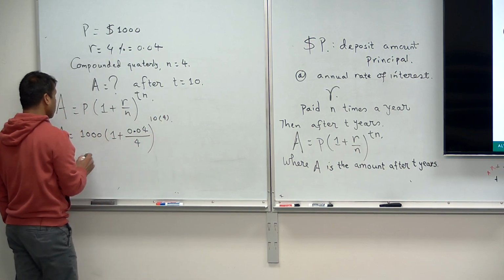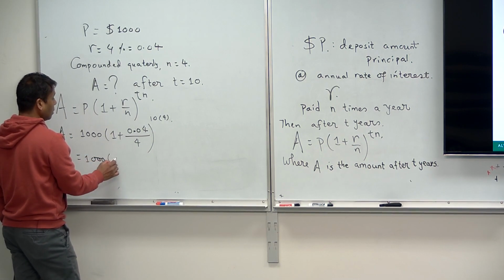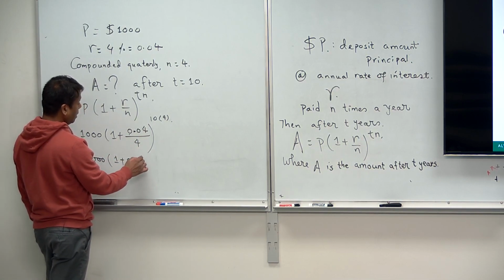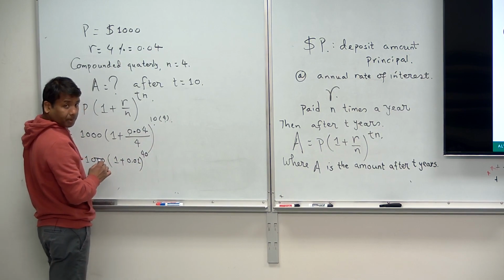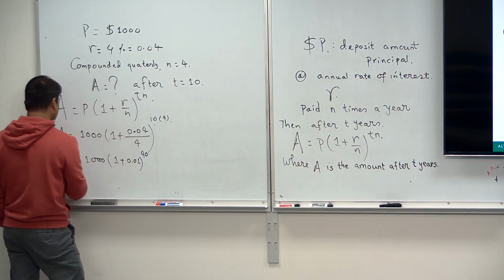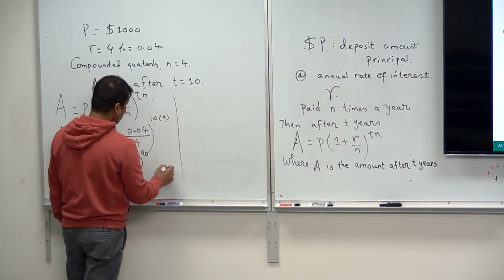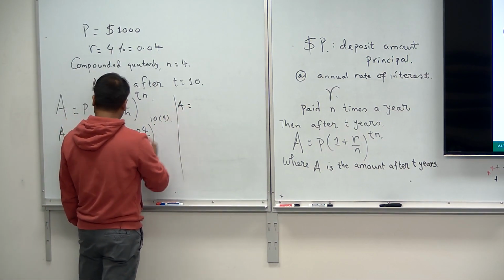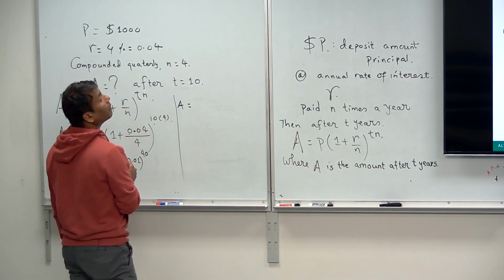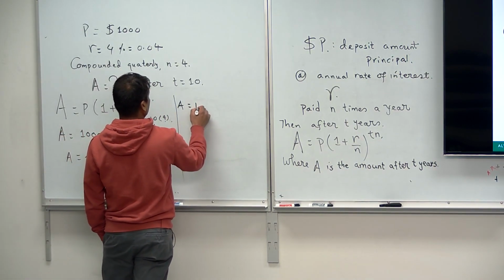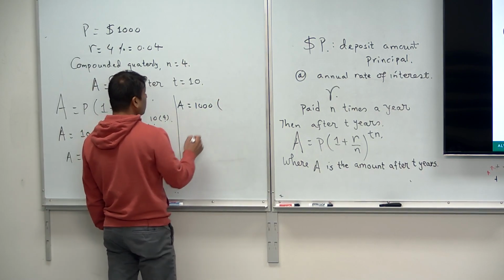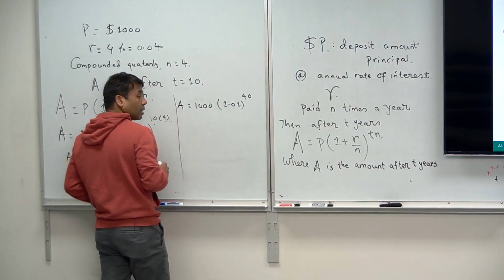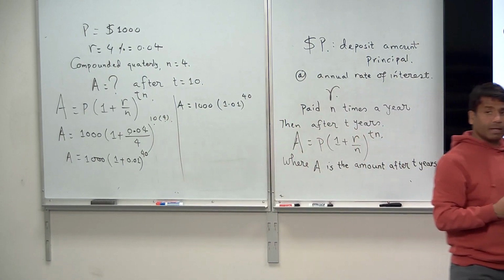Just use the calculator, okay, to evaluate this. So this is 1000 times 1 plus 0.04 divided by 4, which is 0.01, raised to the power 40. 10 times 4 is 40, right? Make sense, guys? Good. So A equals, is this 1000 or 10,000? 1000, yeah. So 1000 times 1 plus 0.01, which is 1.01, raised to the power 40. Just use the calculator. So what is that?